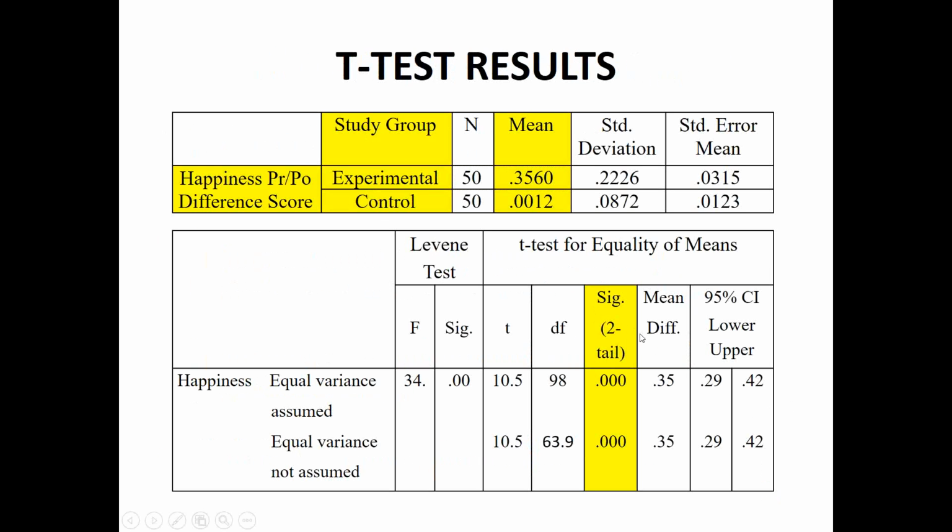Now, the next thing we want to look at in the bottom row is the column that says sig two-tailed. So we know there's a difference in the means, but is it statistically significant? Right? Well, we could see that it is because this significance is 0.000.